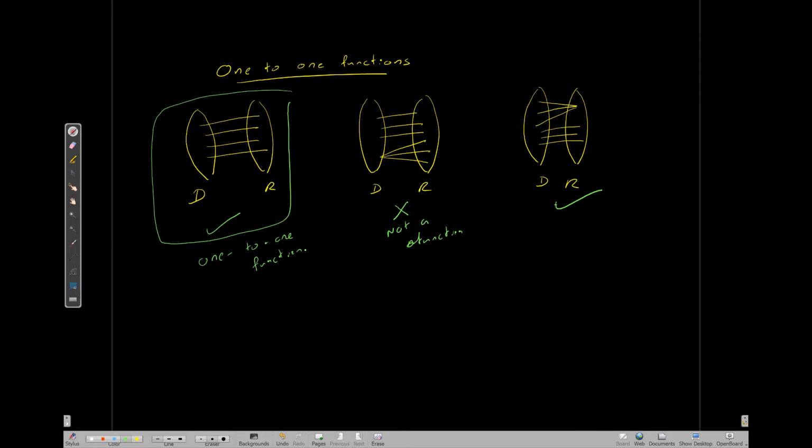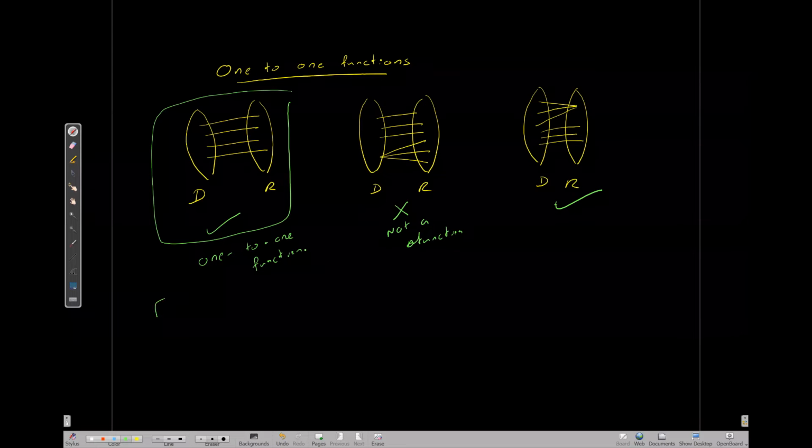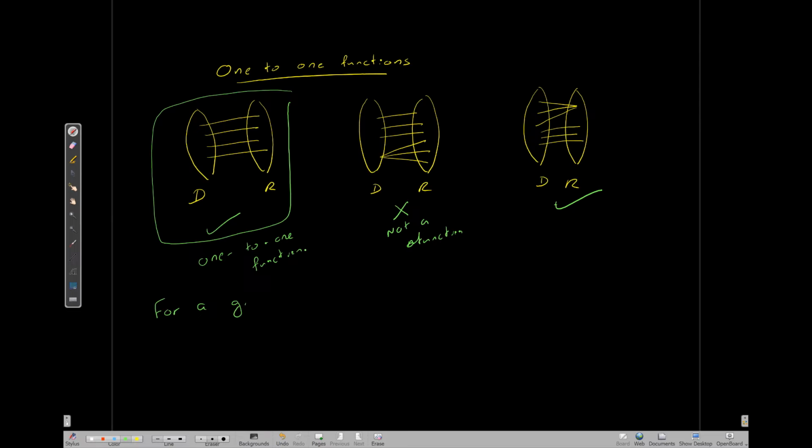Now this is the exact definition. For a given function, if no two x values map to the same y value, that means we are actually avoiding that third case, then the function is one-to-one.